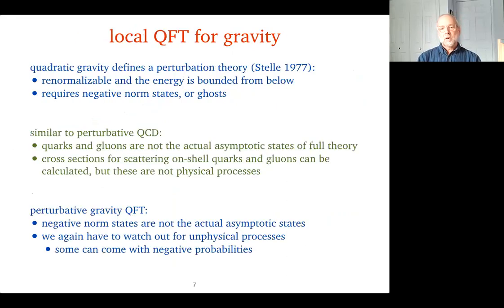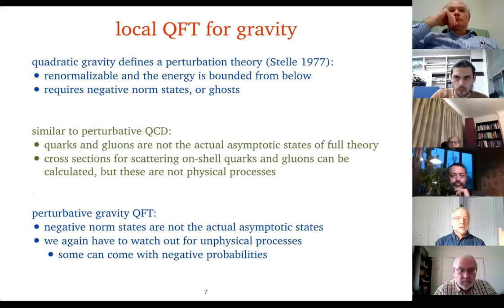So this is the local quantum field theory for gravity that Stelle spelled out in 1977. And we all know that it's renormalizable and the energy is bounded from below. But, and it's a big but, it requires negative norm states or ghosts. Well, I'm going to approach this theory similar to perturbative QCD.